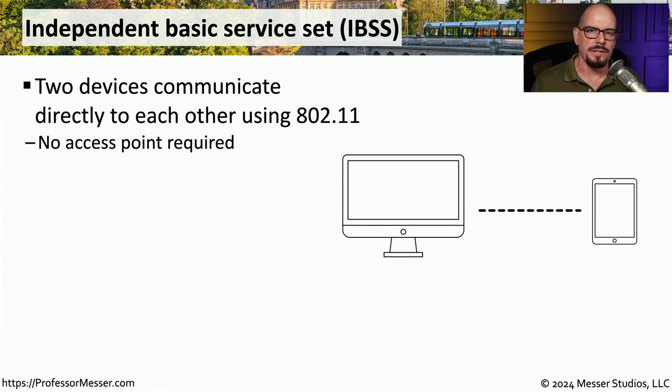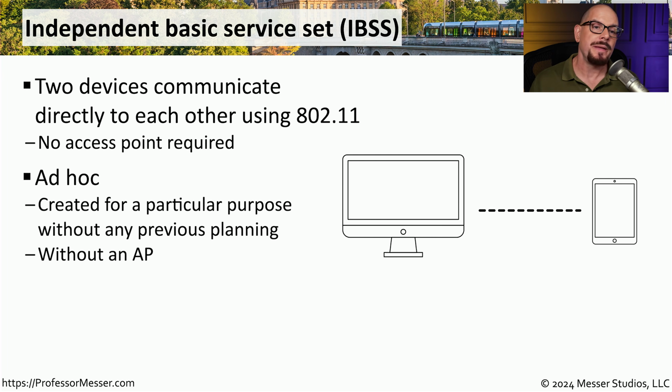When we think about wireless networking, we often think about connecting to an access point. But of course, you can communicate directly to another device without an access point. We refer to this as Independent Basic Service Set, or IBSS. You might also see this referred to as an ad hoc connection.